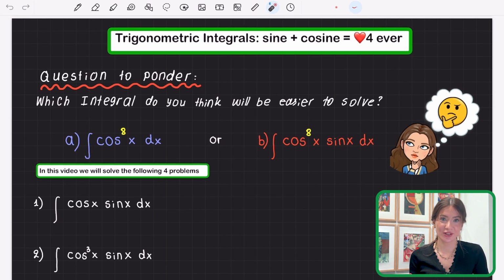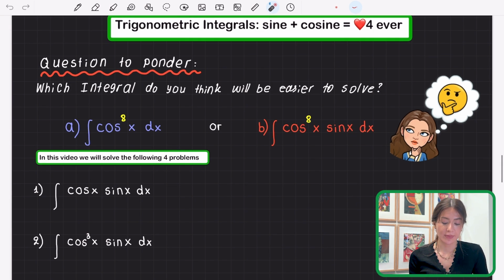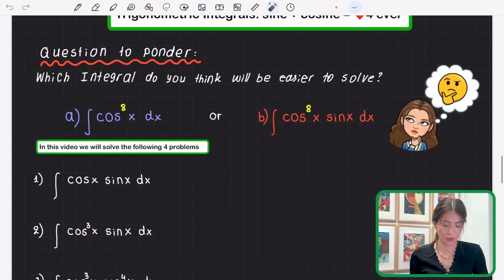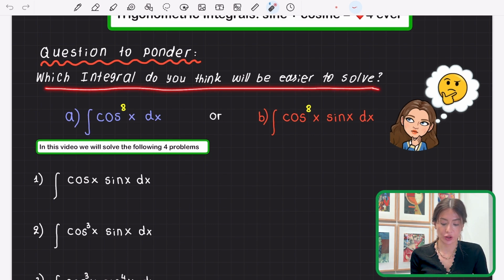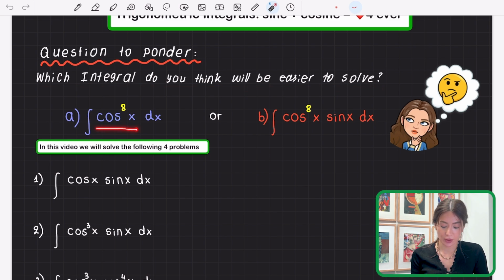All right, we're going to solve trigonometric integrals and see what is the main caveat when it comes to trigonometric integrals. Important question to answer first is this one. Which integral do you think will be easier to solve? Cosine raised to the 8th power, or cosine raised to the 8th power when it has its buddy sine next to it?